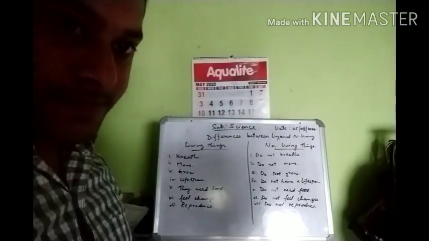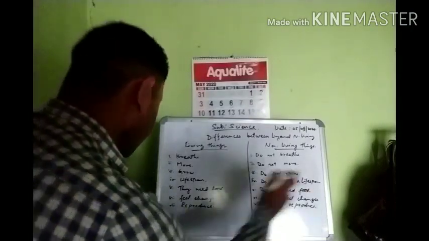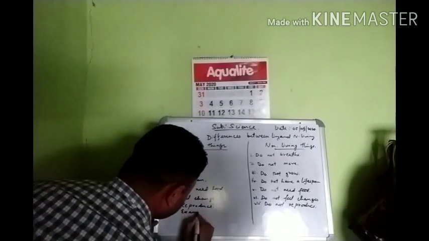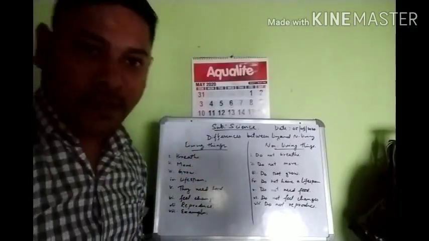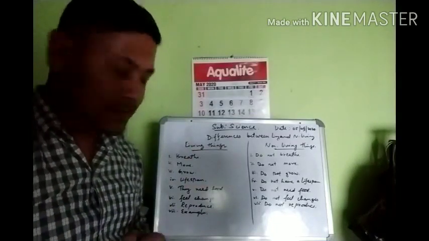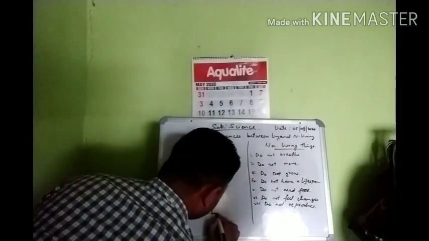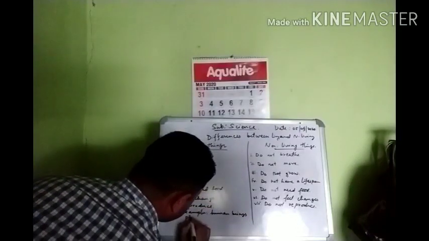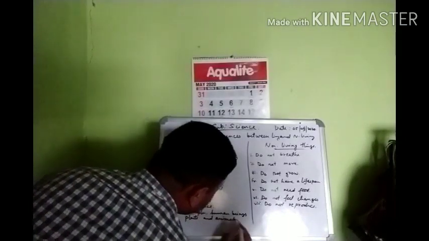Last point is the examples. Examples of living things. Eighth point, examples. Let us give some examples of living things. We human beings, man, woman, child, then plants and animals. Examples will be human beings, plants and animals. These are the living things.